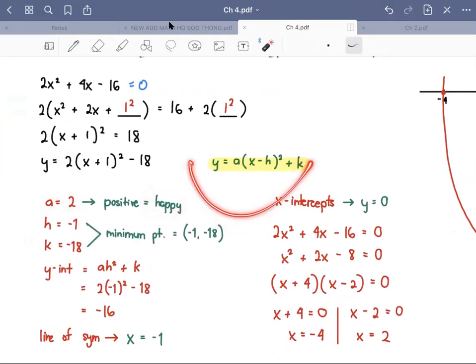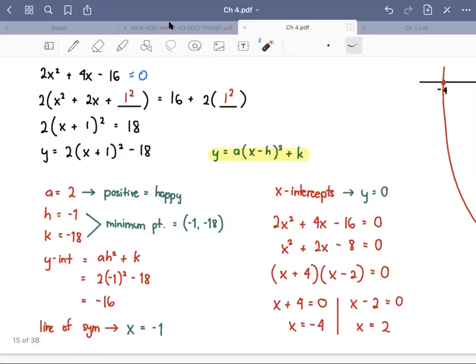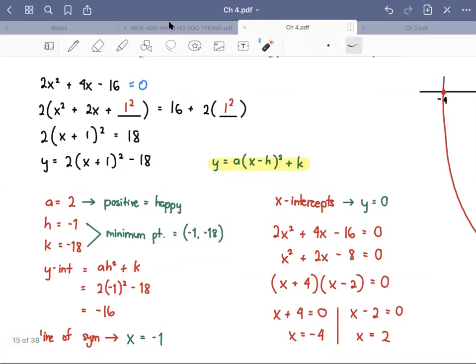So therefore we are looking for the minimum point, right? The minimum point can be given by H and K. H is negative 1 here, and K is negative 18. So your minimum point is at negative 1, negative 18. All right, we now have the minimum point, so we need to find the y-intercept. The y-intercept is at negative 16.